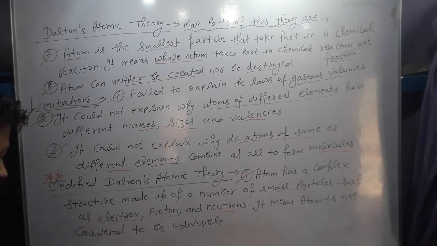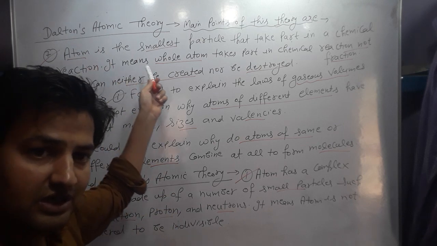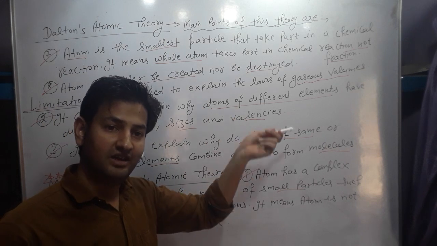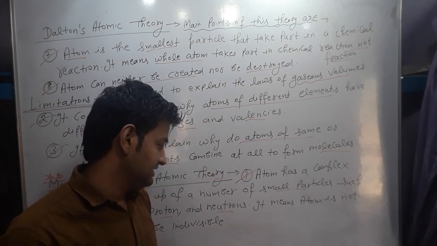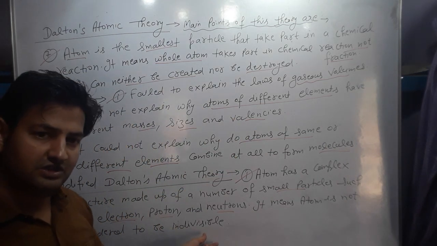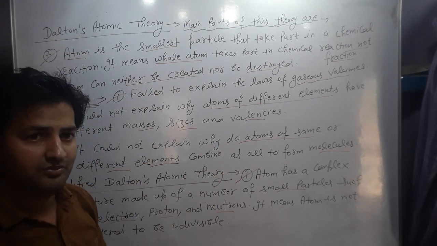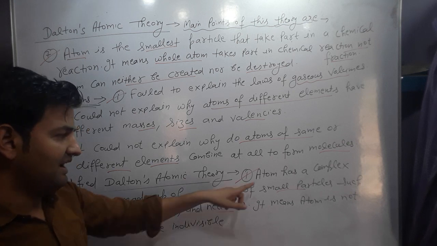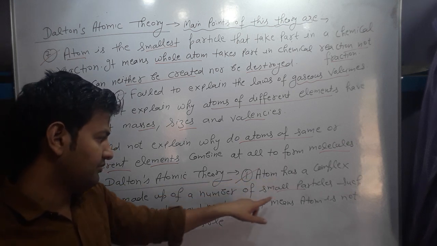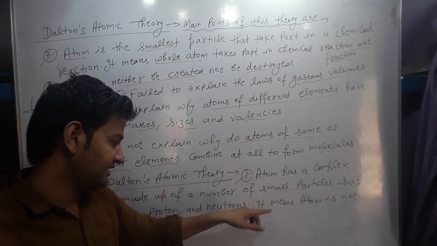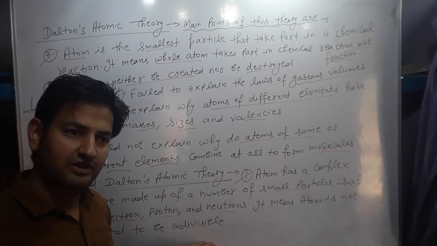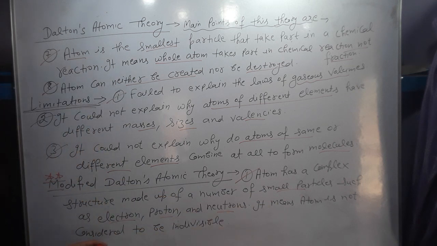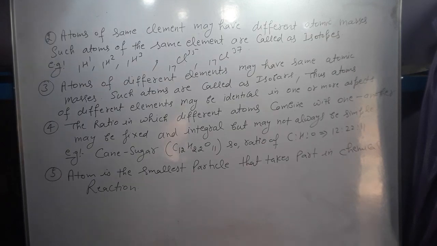This point contradicts the first point of the Dalton atomic theory, that atom is indivisible. That is said by Dalton in the first postulate. But here in the modern Dalton atomic theory, the atom has a complex structure which is made up of small particles. It means atom is not indivisible. It can be divided into small particles. These particles may be electron, proton or neutron.